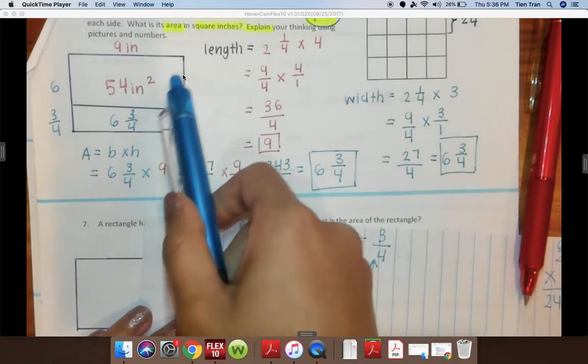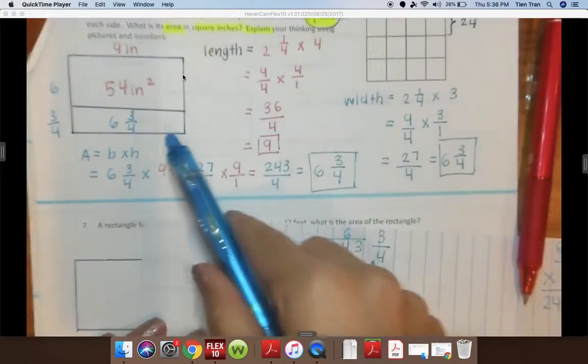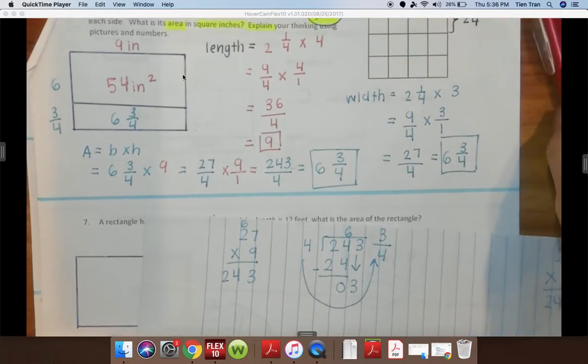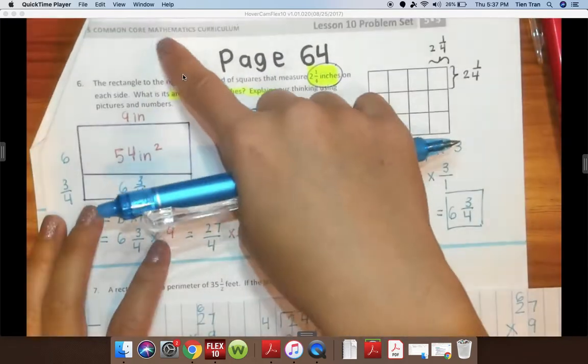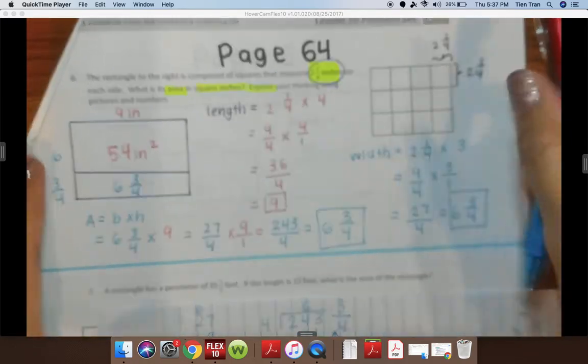So now that I have these two equations right here, I need to add them together to get my final answer. So I'm going to add it together. I'm already running out of room, so I'm going to add it together right here on the top. So I have 54.